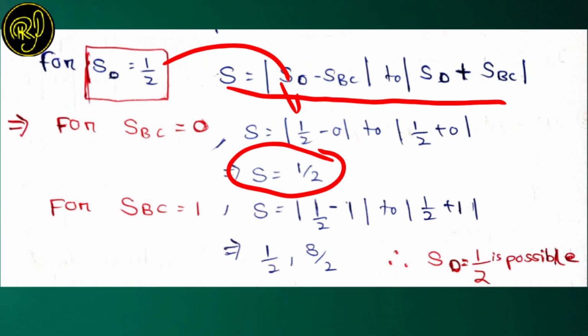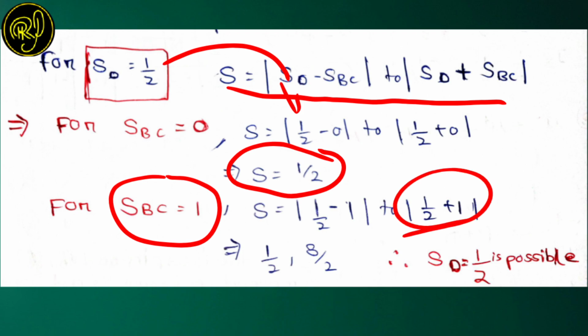Now let us check for SBC equal to 1. Here S is equal to half minus half to half plus half. So you will get mod of half minus half, that is 0, to half plus half, which means 3 by 2. So this is coming as 0 to 3 by 2, giving half and 3 by 2.